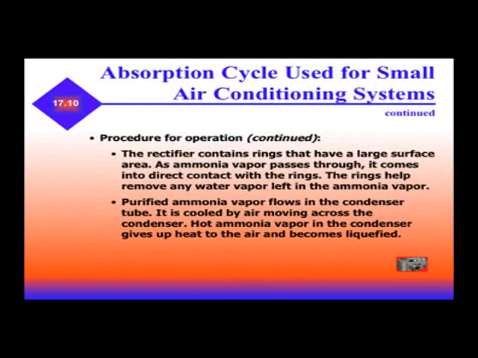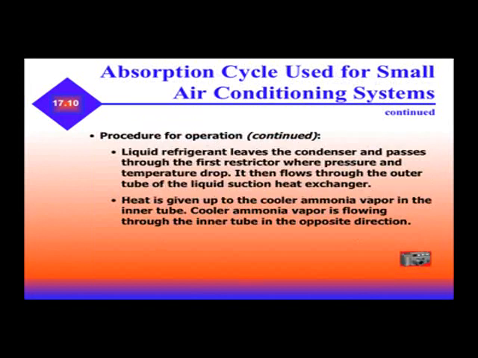A rectifier contains rings that have large surface areas. As ammonia vapor passes through, it comes into direct contact with the rings. The rings help remove any water vapor left in the ammonia vapor. Purified ammonia vapor flows into the condenser tube. It is cooled by the air moving across the condenser. Hot ammonia vapor in the condenser gives up heat to the air and becomes liquefied.